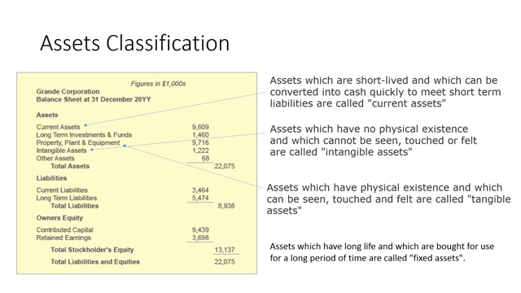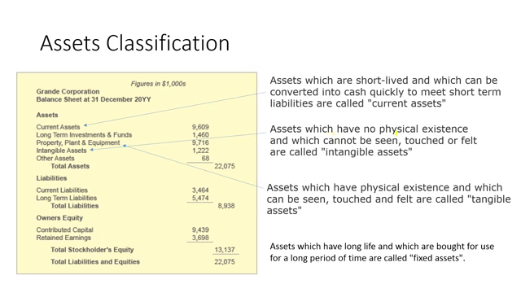Assets, so current assets are assets which are short-lived and which can convert into cash quickly to meet short-term liabilities are called current assets. So you need to remember that. I think I've covered that already, so you should know that without me even explaining it.